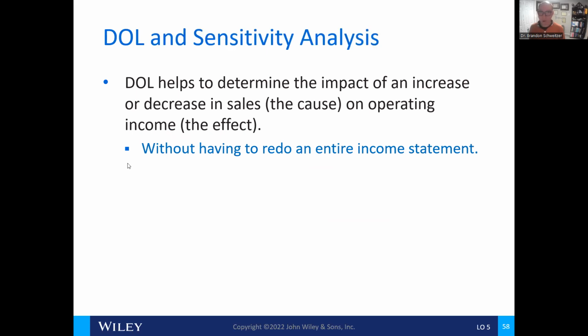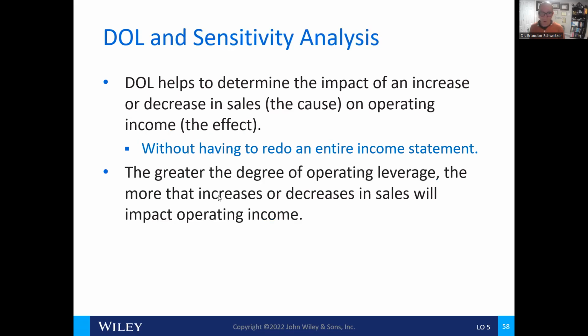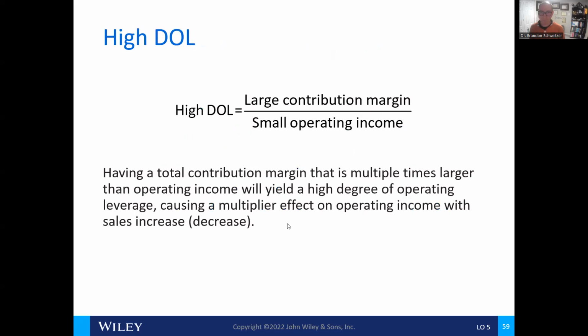And looking at the degree of operating leverage, we determine the impact of the increase or decrease in sales without having to redo the income statement. Of course, it also gives us an idea of the impact on operating income. In looking at the degree of operating leverage, we take the large contribution margin divided by the small operating income to give us a high degree of operating leverage.